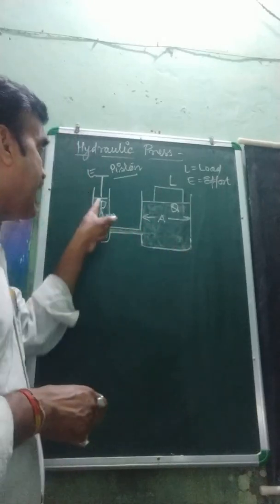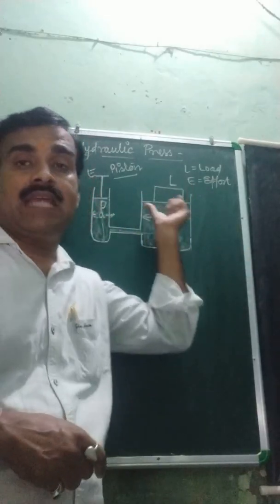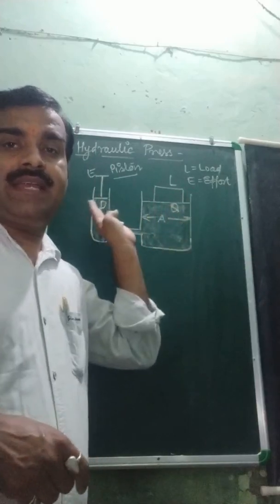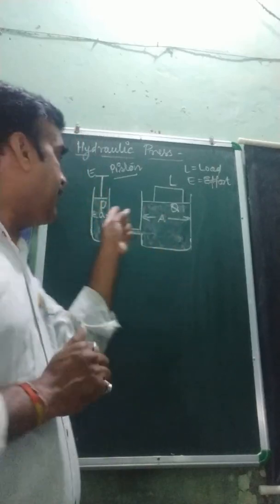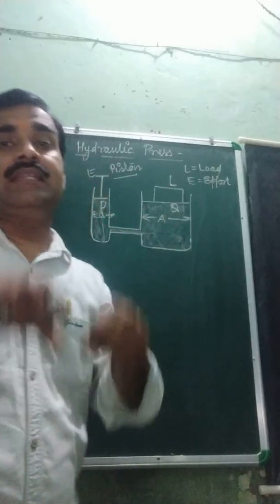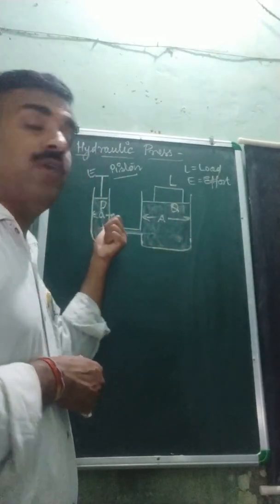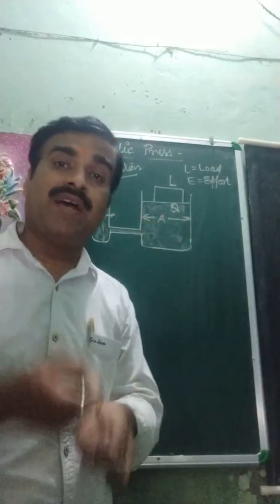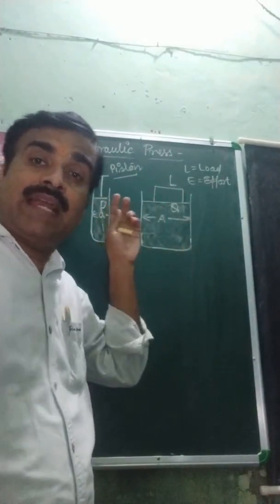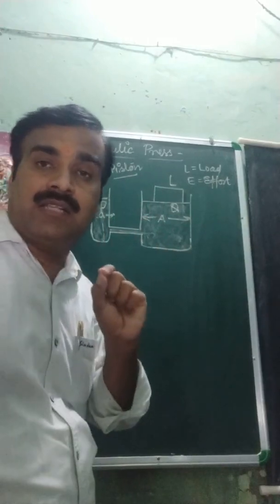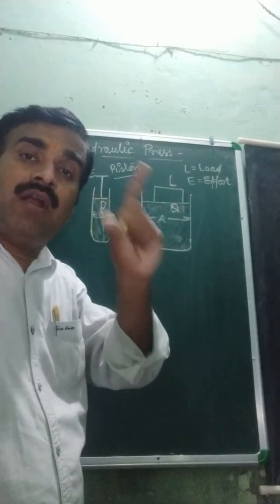Okay, and the same amount of pressure will transfer to this side, and if any load is kept on the bigger side, that will be moved in the upward direction. That means here we apply the pressure in the downward direction, and since the pressure is transferred from the smaller cylinder to the bigger cylinder, according to Pascal's law, the pressure is equally transmitted in all directions.